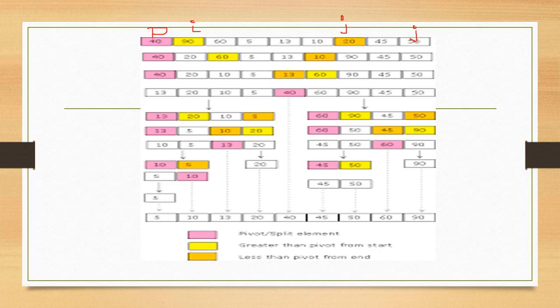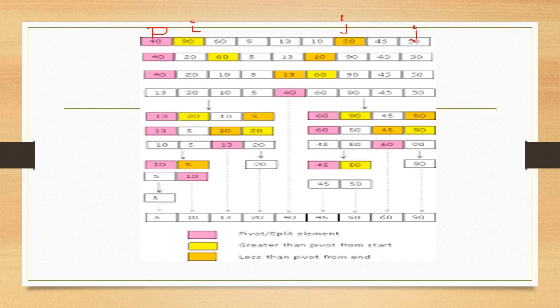Once I find an i element greater than 40 and a j element less than 40, I have to check whether the i position is less than j or not. If the position of i is less than j, then I have to perform the swapping operation of i and j. So the swapping of i and j happens. The element 20 goes to the position of 90 and 90 goes to the position of 20.